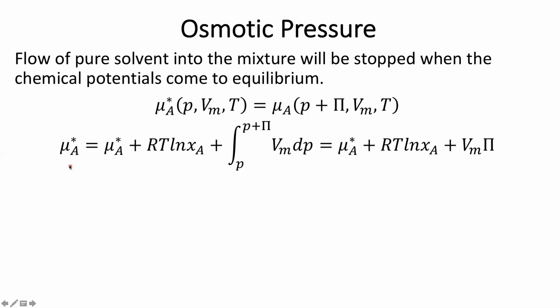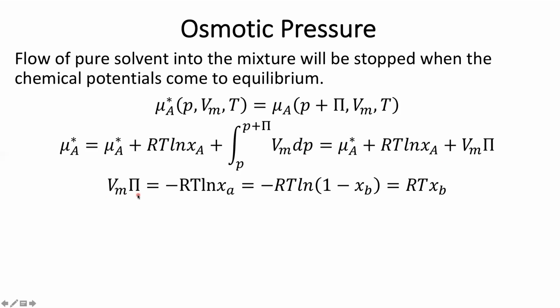So when we do this, what we have is the chemical potential of my pure solvent is going to be equal to the chemical potential of my pure solvent plus essentially the correction factor for composition, plus the extra energy provided by applying osmotic pressure to the system. Now, you may notice that certain terms are going to cancel, most notably the chemical potential of the pure solvent. Then what I can do is essentially move this composition term over to the other side. And what I'll get is the molar volume times the osmotic pressure is going to be equal to negative RT of the natural log of the mole fraction of the solvent.